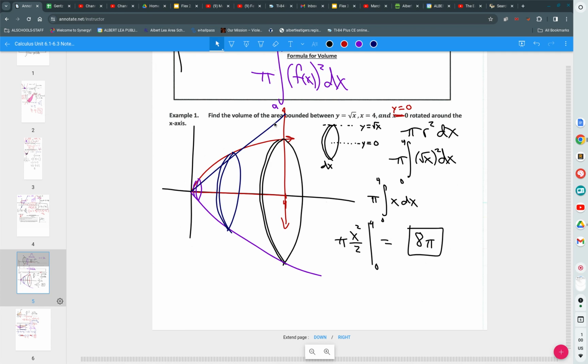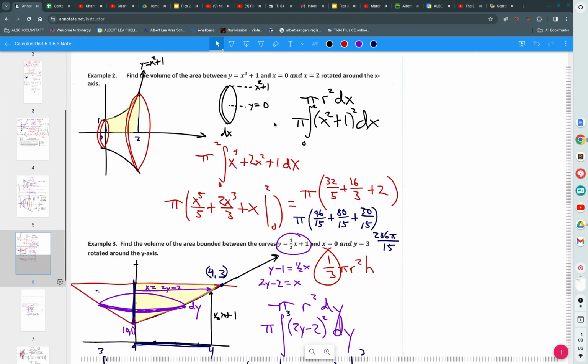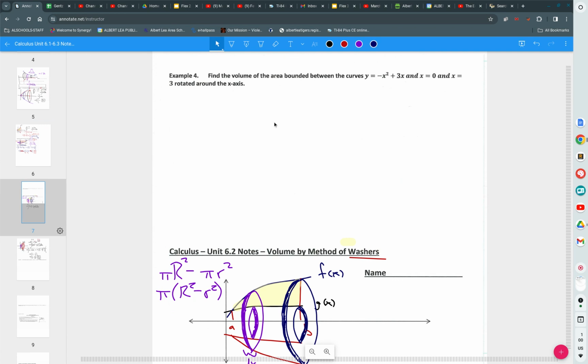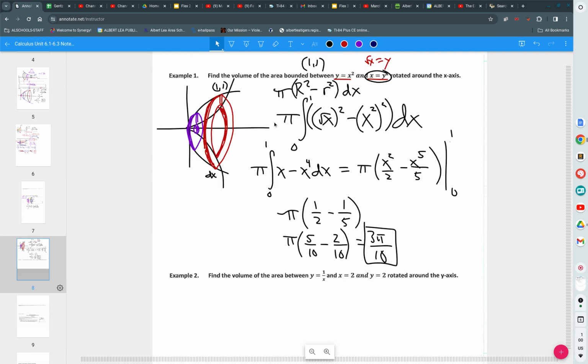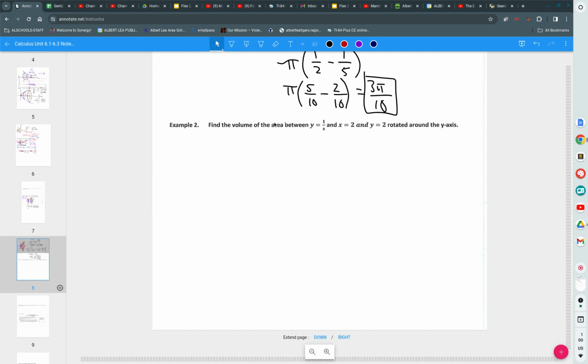you have this washer method. And then we only have one more after this. Okay, so there's 4 methods total that we'll be looking at. So, all right, let's do the last one here.